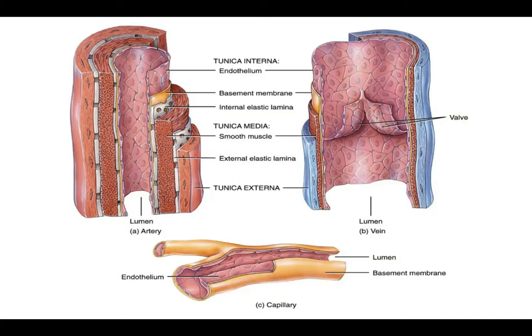The artery and vein have got three layers: tunica interna, the innermost layer, which is having a single layered endothelium, the basement membrane, and elastic lamina, an elastic layer; the tunica media, which is basically having the smooth muscles. These muscles are not under the control of an individual. And the tunica externa, that is the external layer. So these three layers are found in both the artery and the vein.